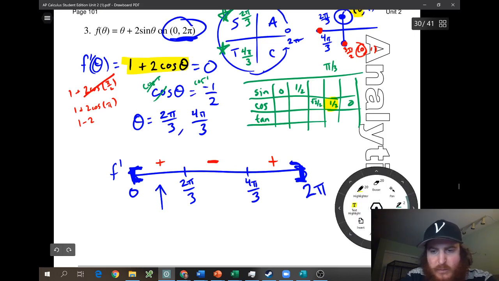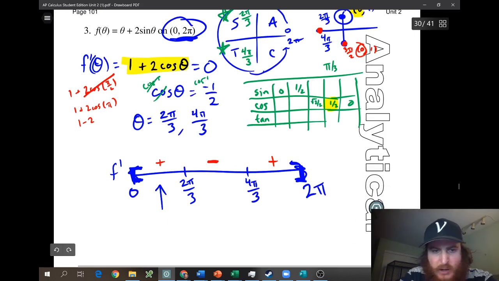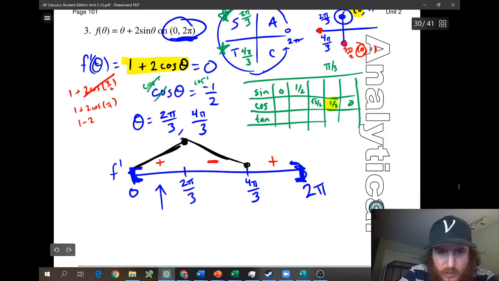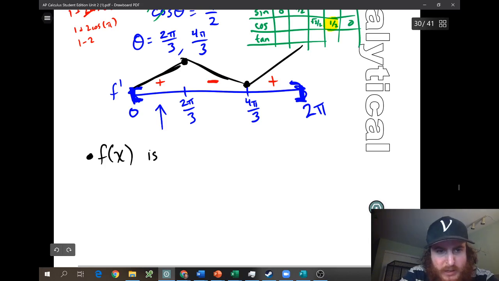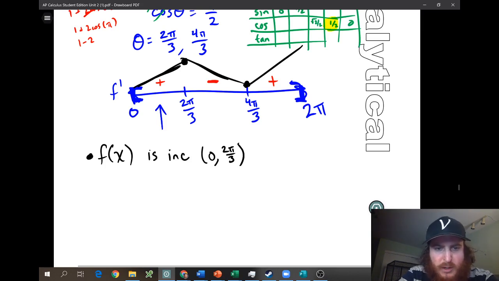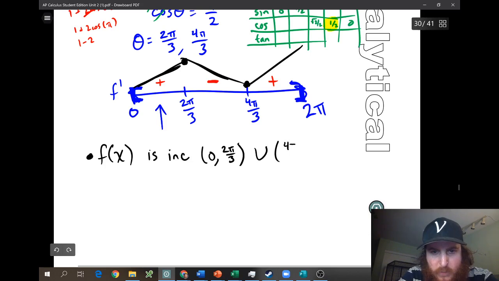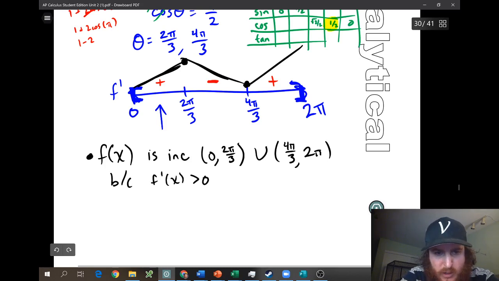So anyways, looking at what this would look like for our f graph, we're positive, so we're increasing, we get a maximum up here, we're decreasing, we get a minimum, and we're increasing. So looking at our answers, using our sentence starter: f of x is increasing for 0 to 2 pi over 3, we're not using negative infinity because we have the endpoints, the 0 and the 2 pi, union 4 pi over 3 to 2 pi. Why? Because f prime of x was greater than 0 at these intervals.